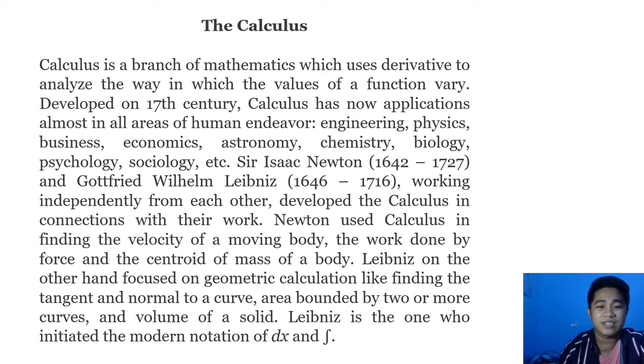Sir Isaac Newton and Gottfried Wilhelm Leibniz, working independently from each other, developed the calculus in connection with their work. It's very obvious that Newton had a different work compared to Leibniz. Newton used the calculus in finding the velocity of a moving body, while Leibniz, on the other hand, focused on geometric calculation. That is why your geometric problems can actually be solved using the calculus.